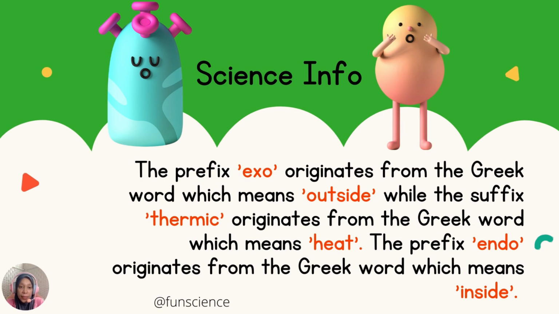Alright, so let's look at this science info. The prefix exo originates from the Greek word which means outside. Keluar. While the suffix thermic originates from the Greek word which means heat. Thermic means haba lah. The prefix endo originates from the Greek word which means inside, ke dalam. Kalau tadi kita ada exo means keluar, haba keluar. Kalau endo means haba masuk ke dalam.